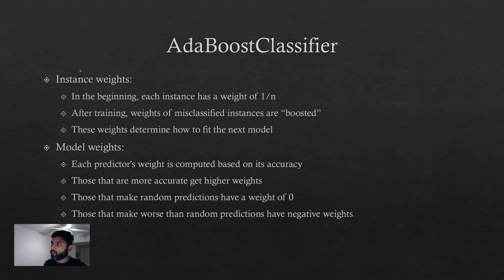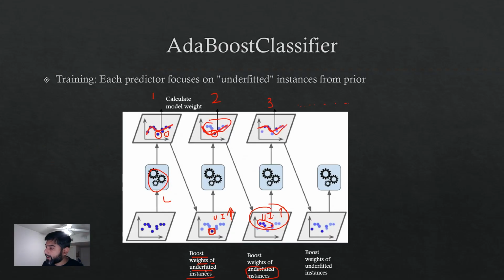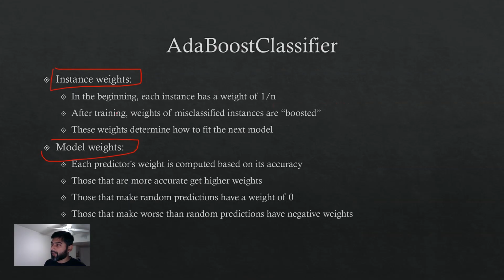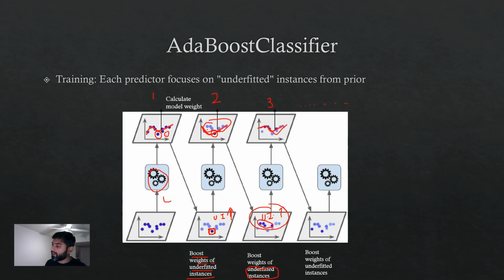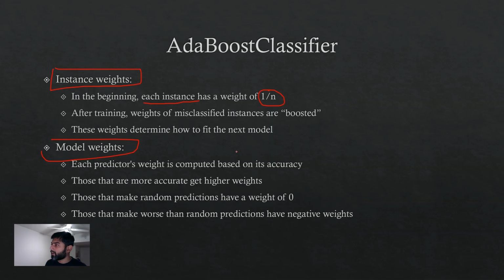So let's dive a little bit into the theoretical difference between instance weight and model weight. Here we looked at the weight of the underfitted instance. That's exactly what instance weight is. Each instance has a weight of 1 over n. After training the first model, the weight of underfitted instances, like this solid blue data point, is boosted. These weights determine how to fit the next model, and that's the concept of instance weights.